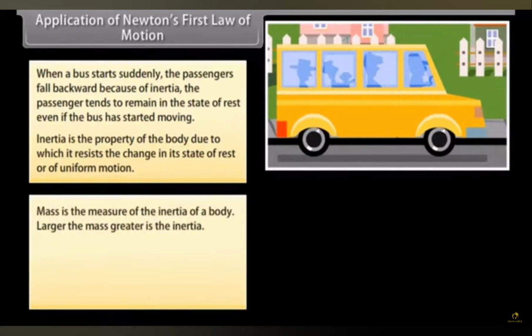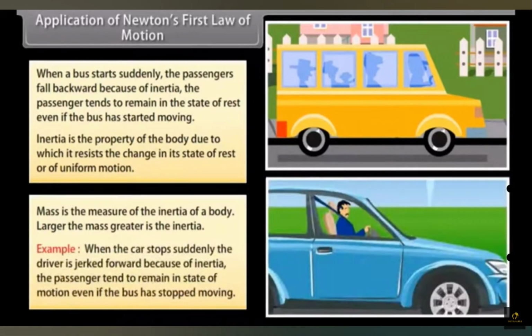Mass is the measure of the inertia of a body. The larger the mass, the greater the inertia. Example: when the car stops suddenly, the driver is jerked forward because of inertia. The passenger tends to remain in the state of motion even if the bus has stopped moving.